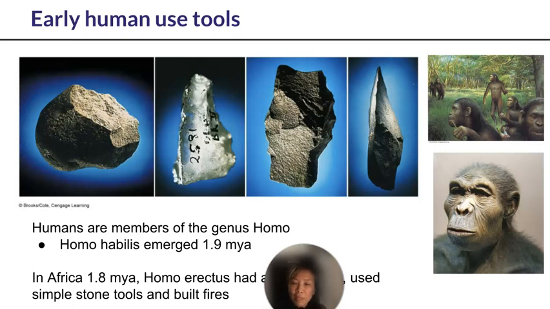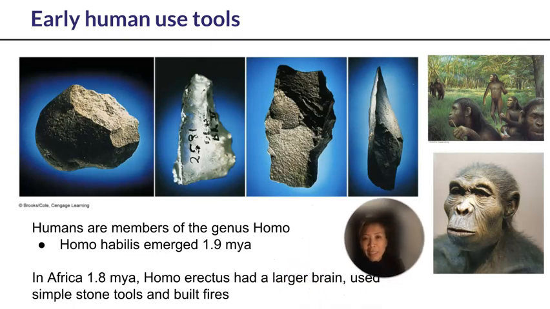And so one of the things that has been noticed with regards to early humans is that we start seeing the use of tools. This suggests that with the emergence of human evolution, the brains started getting larger, they became more intelligent, and they started going from very simple tools to more complex tools, to actually being able to build fires. And so here are some examples of early tool use.